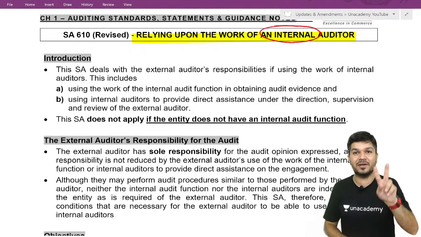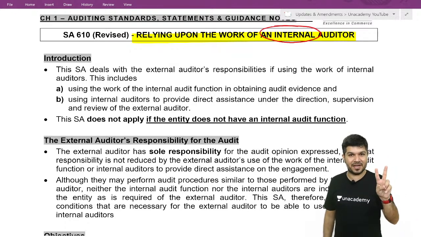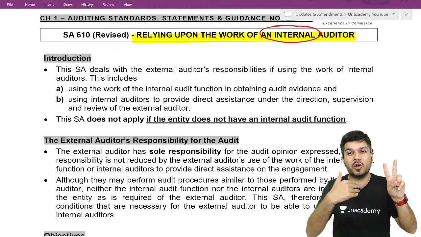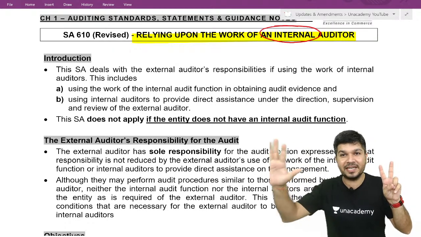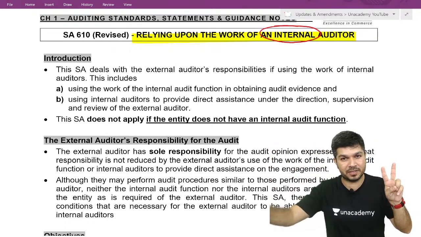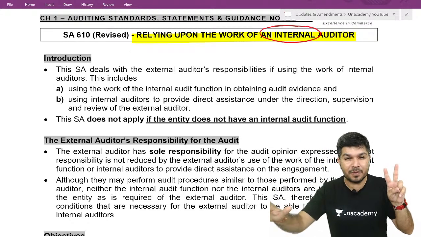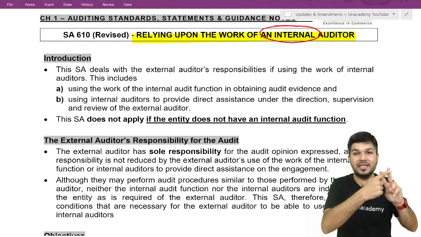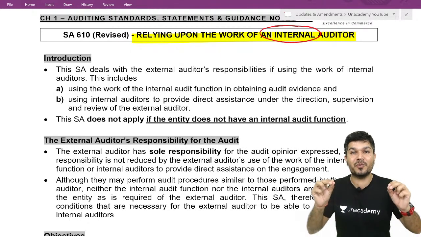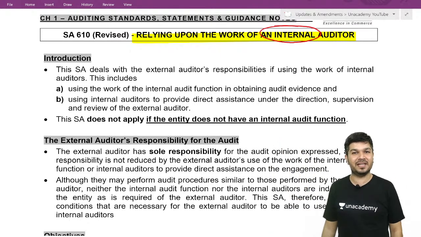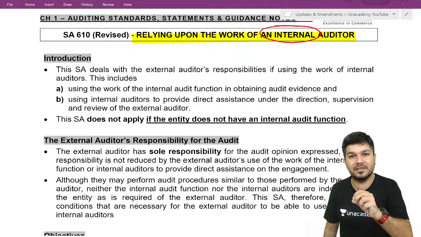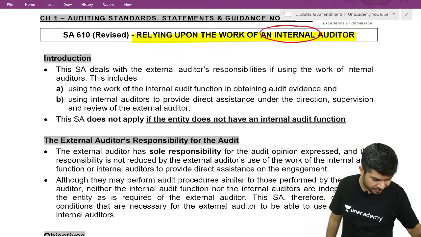Okay, this standard covers two things. One, using the work performed by internal audit function. They've already checked 10 areas, and I want to use their work, the work which they've already done. And second, using internal auditor to provide direct assistance, telling them to check 11th area for me. For both of these this standard is applicable. Okay, now check.